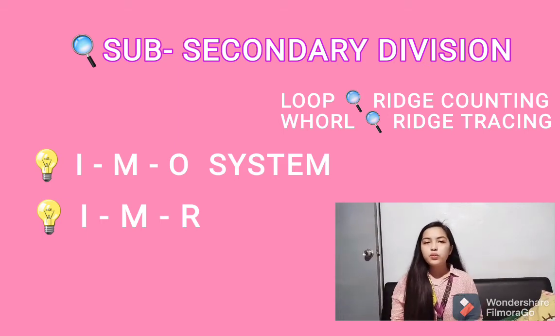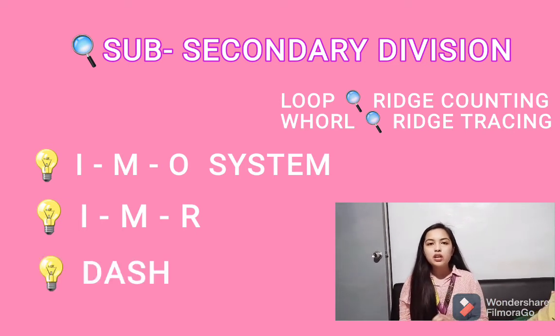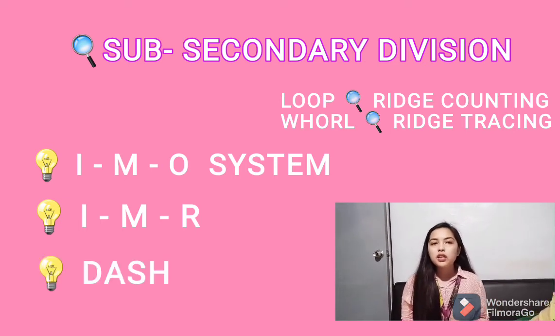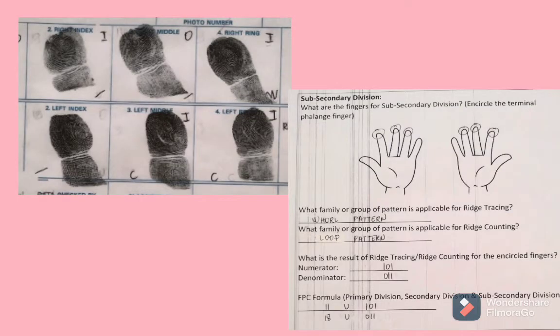So, we are done with the whorl and loop. Paano naman kapag arc? Pag arc, ang gagamitin natin is symbol lang. So, napakadali. Dash. So, with the use again of our reference, right index is a loop. So, ridge counting value is 9. Right middle is also a loop. Ridge counting value is 16.